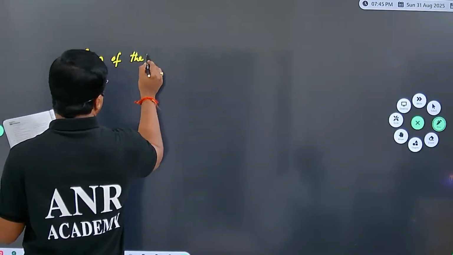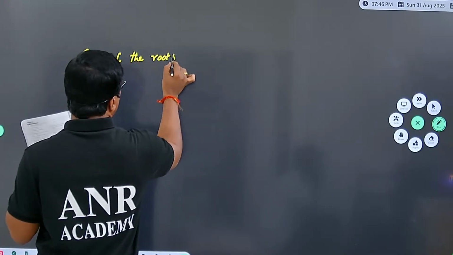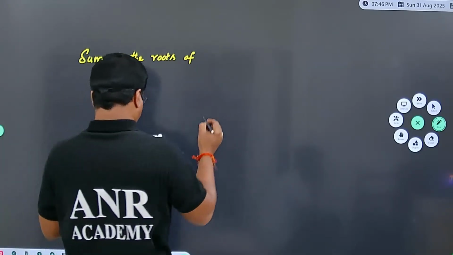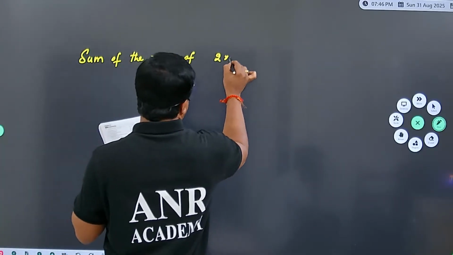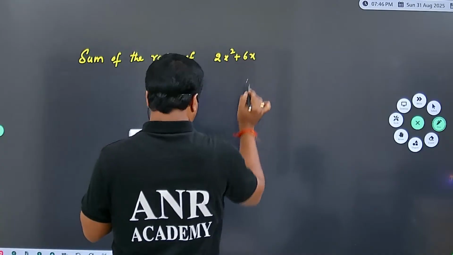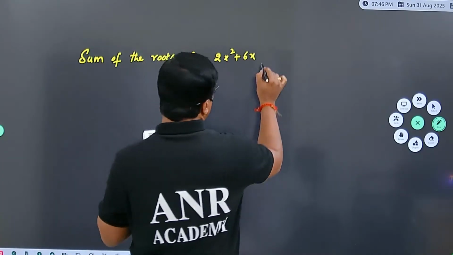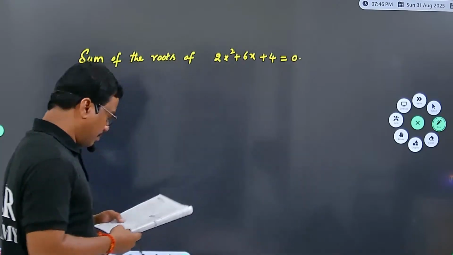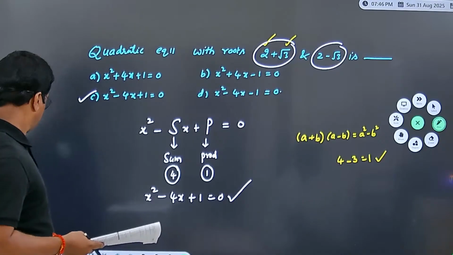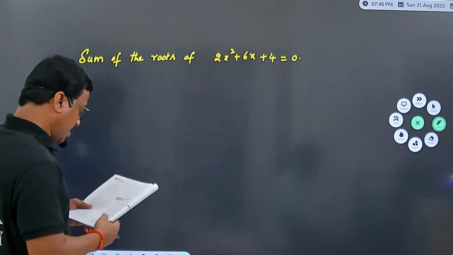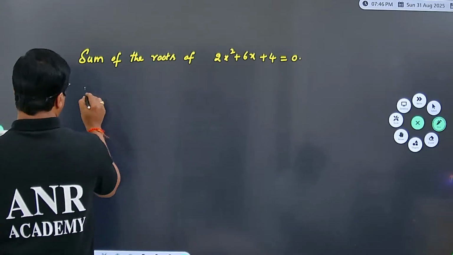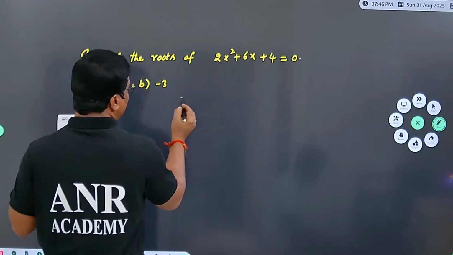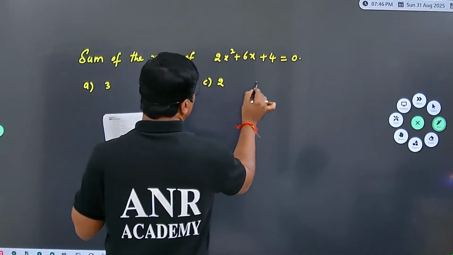Question is, sum of the roots of 2 times x square plus 6 times x plus 4 equal to 0. Options are given: plus 3, minus 3, plus 2, minus 2.